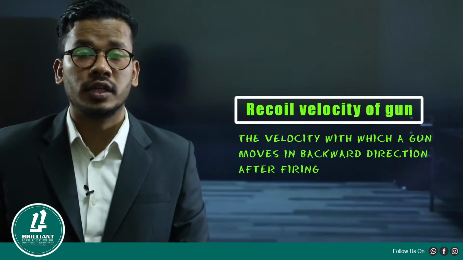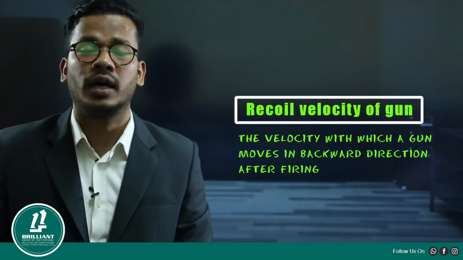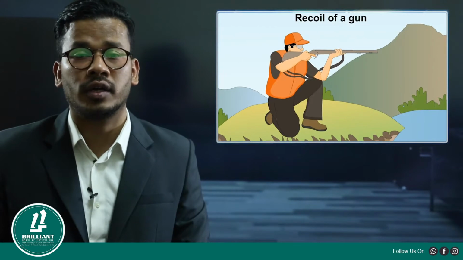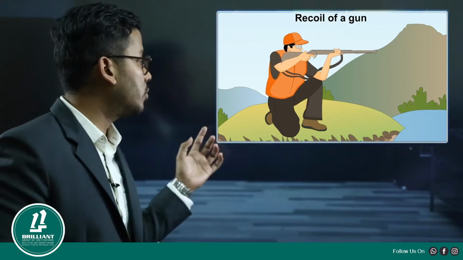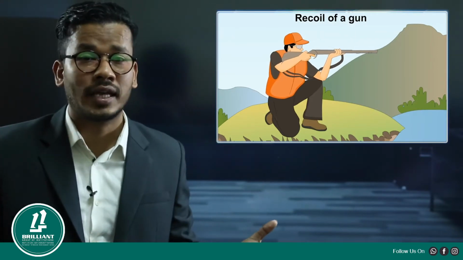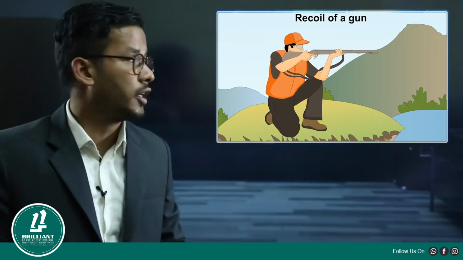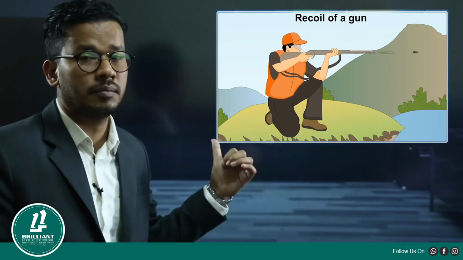Hello everyone. Today we're going to discuss the recoil velocity of a gun. And what is it about? By definition, the velocity with which a gun moves backward after firing is called the recoil velocity of a gun. We have often seen that during a gunshot, a person gets a backward push. And why is it happening? Of course, due to the recoil velocity of the gun on the person.